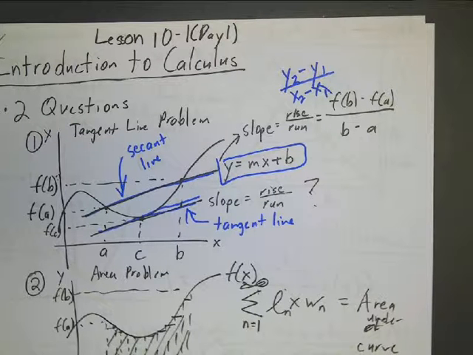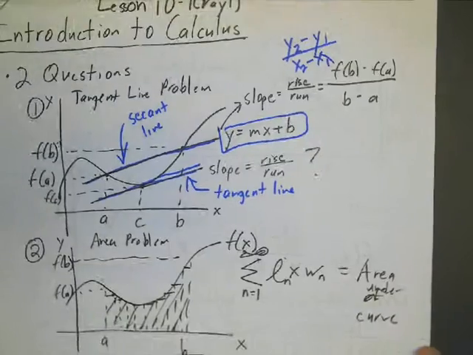But here's the problem. If slope is rise over run, what's the run of a single point? 0. What's wrong with that? You're dividing by 0. You cannot define a single point. You can't have a slope at a single point. Or so it would seem, right? So that was the first problem, and we're going to dive a little more deeply into this.